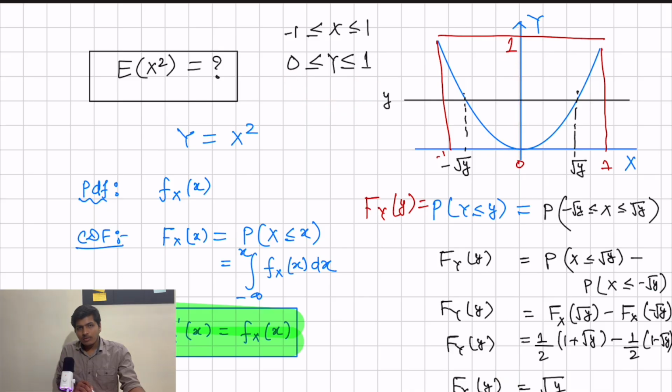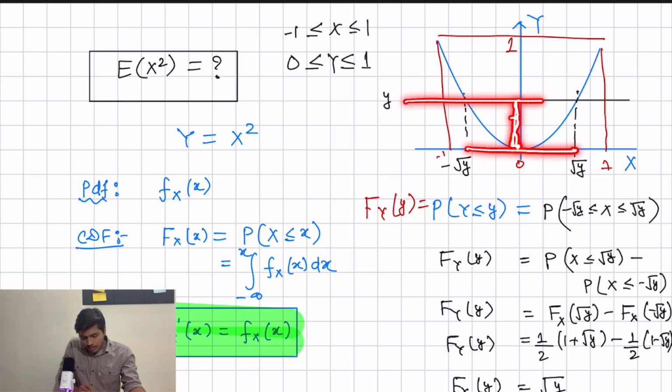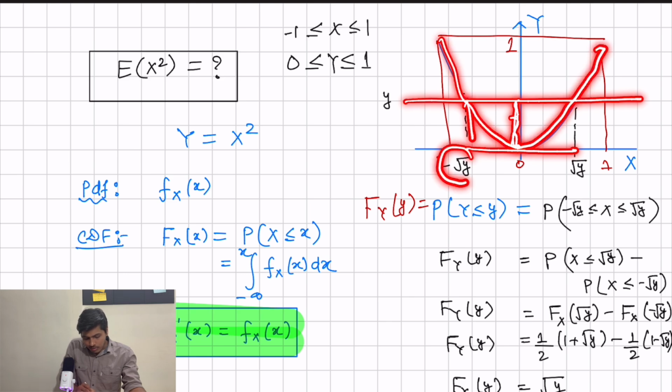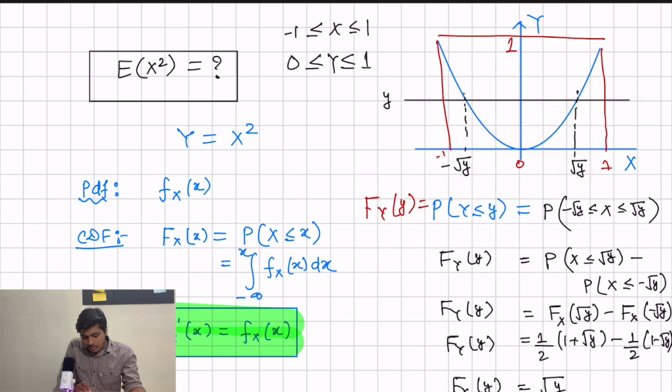In order to calculate the PDF of y, you have to define the CDF of y, which is equal to the probability of y less than y. And see this in this way. Let's suppose this is a y. What is the probability that y is less than this value? This is only when x will vary from this to this. Let's find the intersection of this and y equals x square. You will get minus root y, root y. So whenever x varies from minus root y to root y, y will vary from 0 to y.